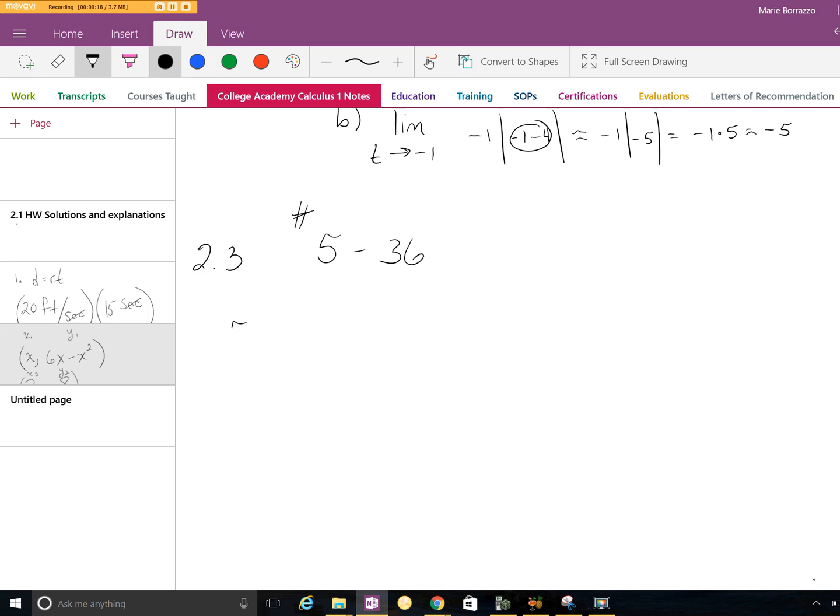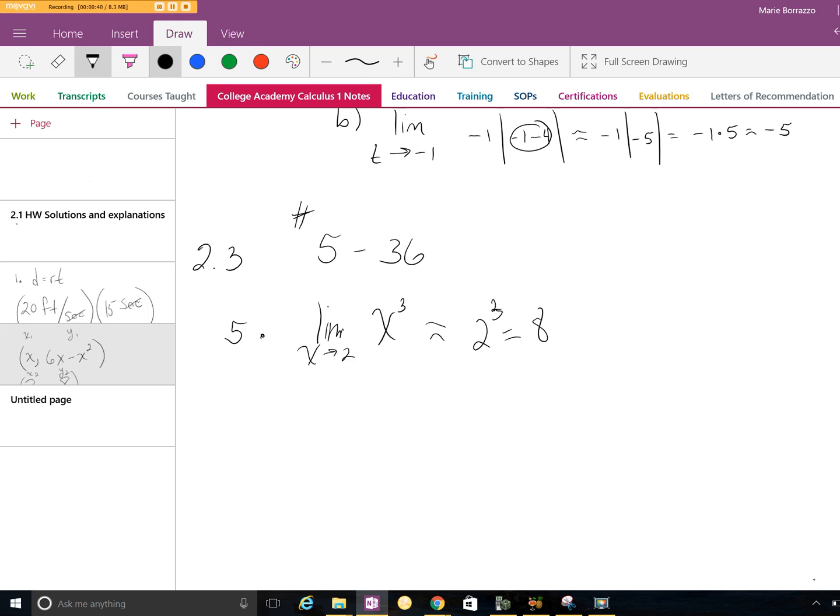So just as one example, if you look at question number 5, it simply says find the limit. So we're looking for the limit of x cubed as x approaches 2. That's as simple as substitution, so this answer would simply be 8. So you would have 2 to the third, which is 8.